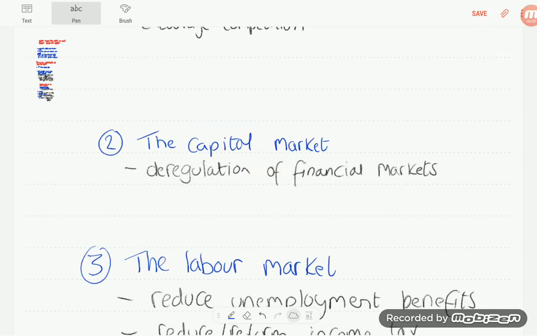Second, supply-side policies can increase the efficiency in the capital market. Deregulation of financial markets removed a lot of the traditional restrictive practices that were felt to have made British financial markets inefficient. The example of this that you should Google now is the Big Bang of 1986.